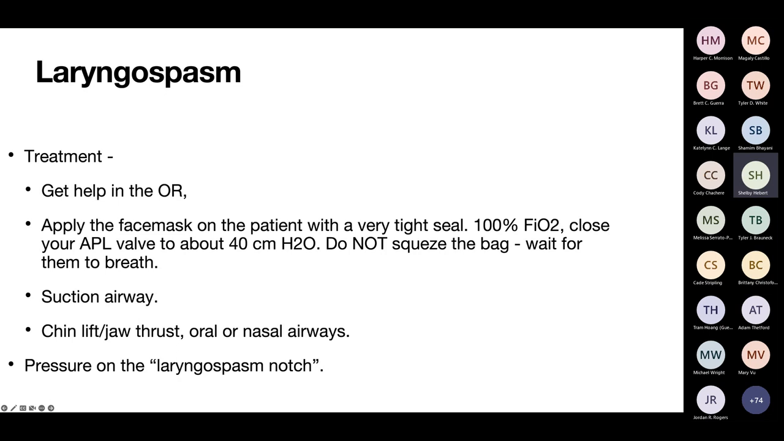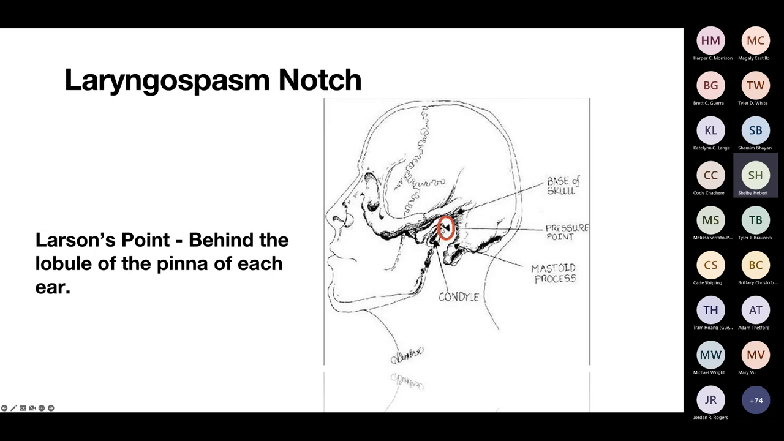And we'll talk about the laryngospasm notch in a second. But you may actually have to give this patient a full strength dose of sux or roc or something and actually intubate them, especially if this is somebody you're concerned is aspirated or potentially has negative pressure pulmonary edema. So finally, last thing you can think about is putting pressure on the laryngospasm notch. You may hear this referred to as Larson's point.